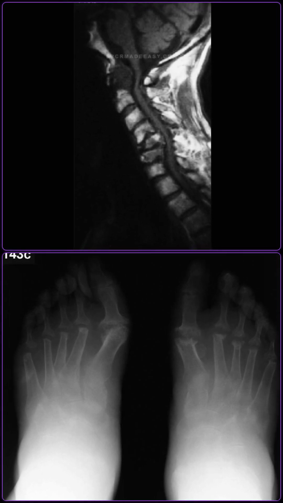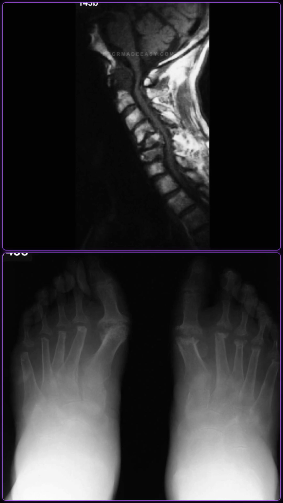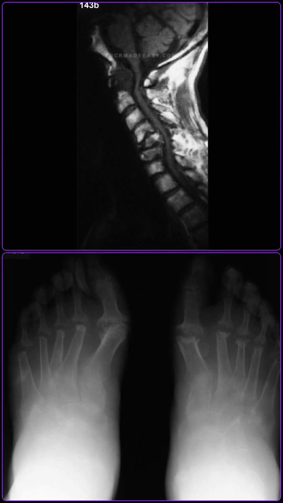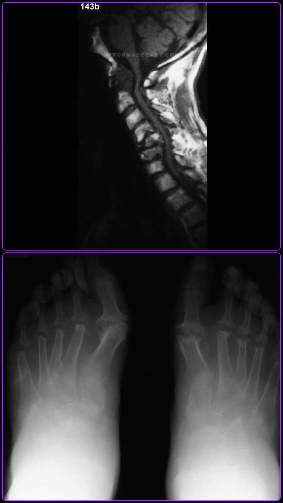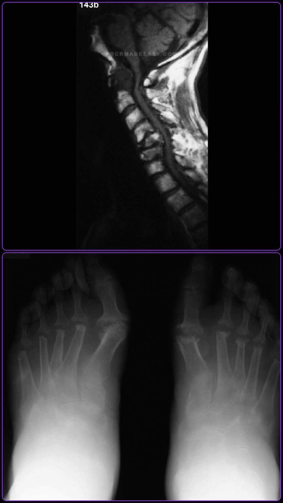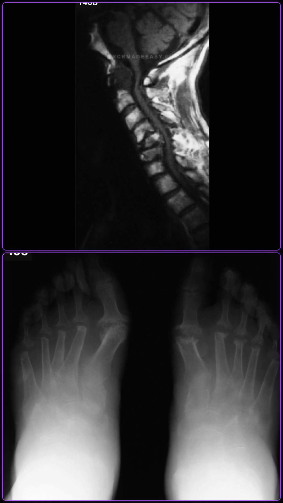The comparison foot radiograph shows bilateral, symmetric erosive arthropathy involving the metatarsophalangeal joints. Classical features of rheumatoid arthritis are present, including periarticular osteopenia, uniform joint space loss, and marginal erosions.